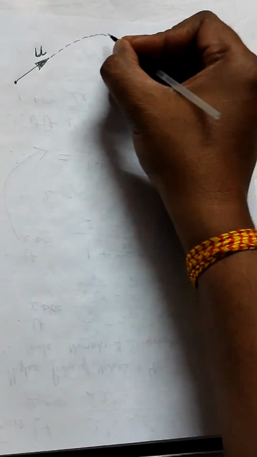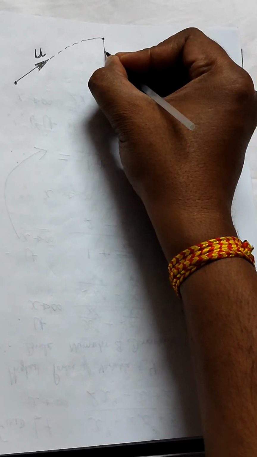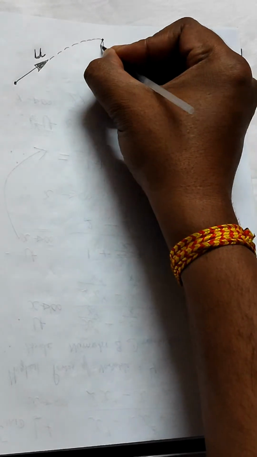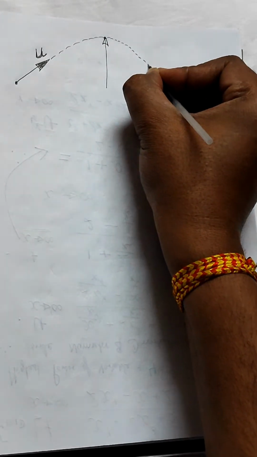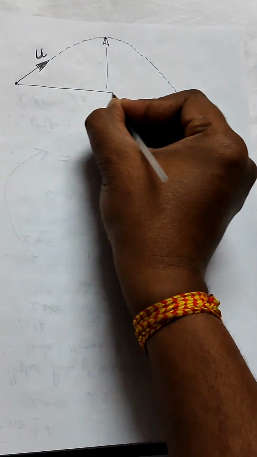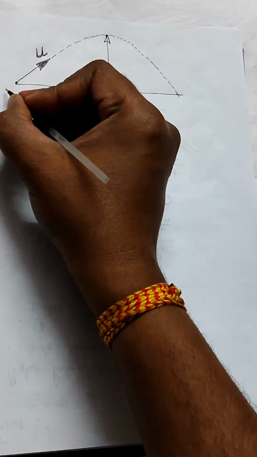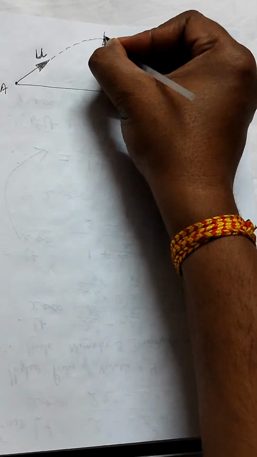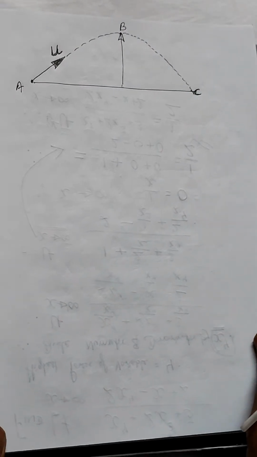It will attain some maximum height over here, right? This is the maximum height from this point, and after that it starts coming downward, and this will reach the ground like this. Okay, so this is the trajectory. That means A, B, C, which is followed by the projectile, right?